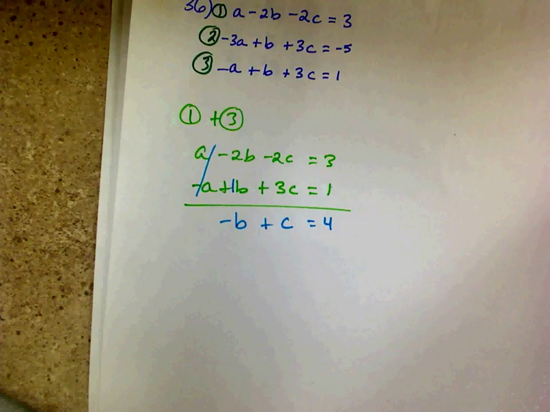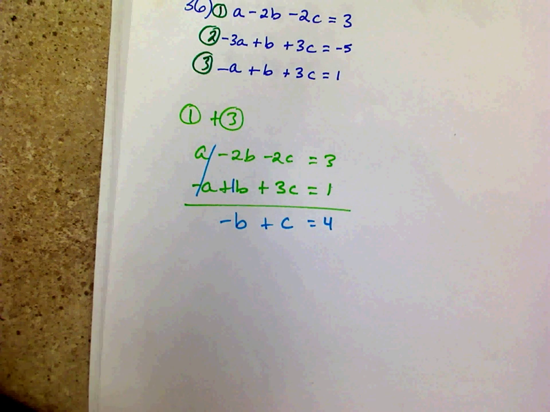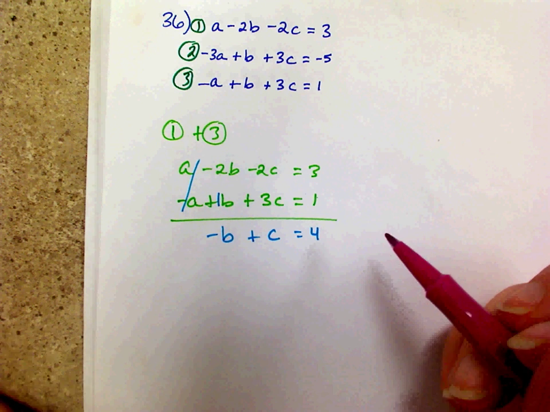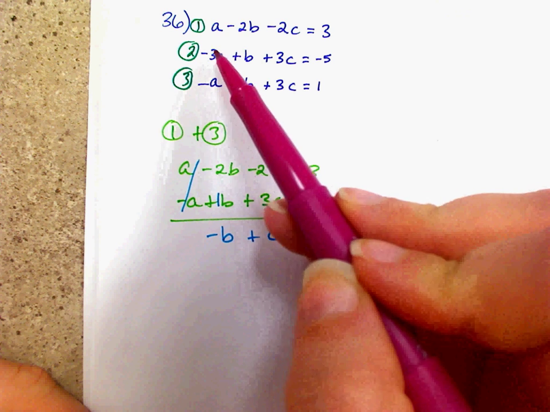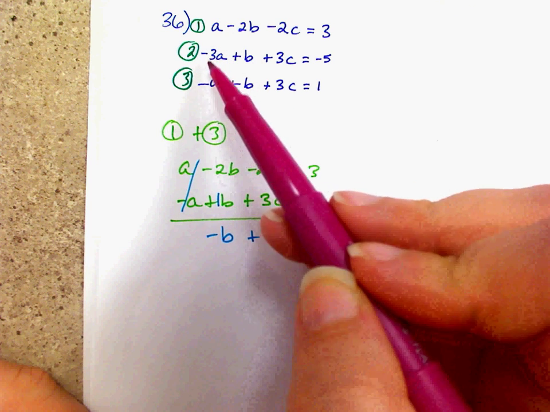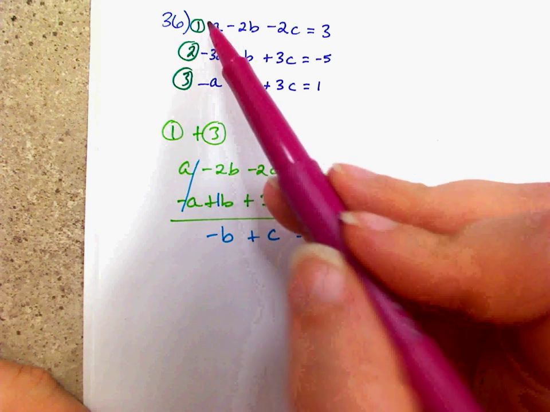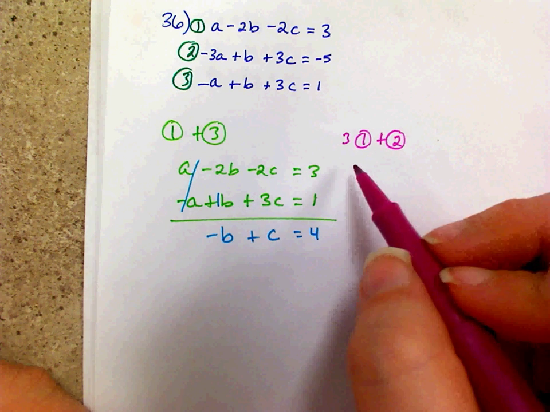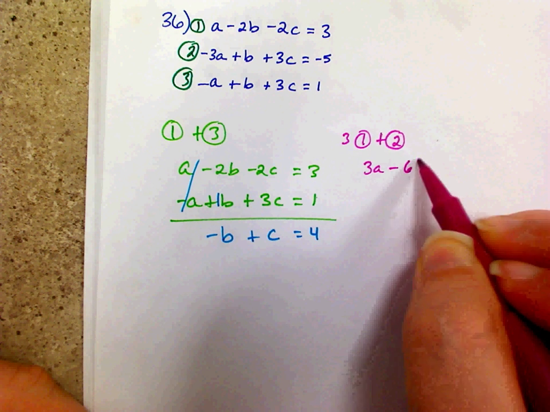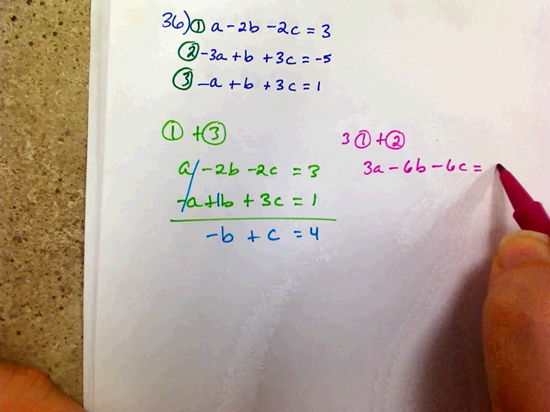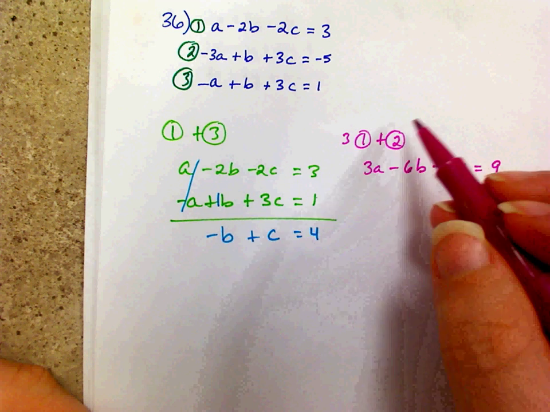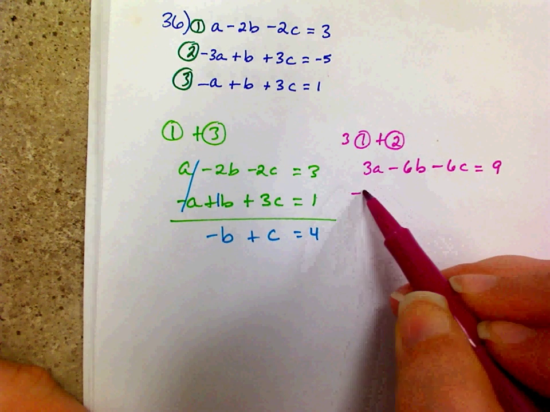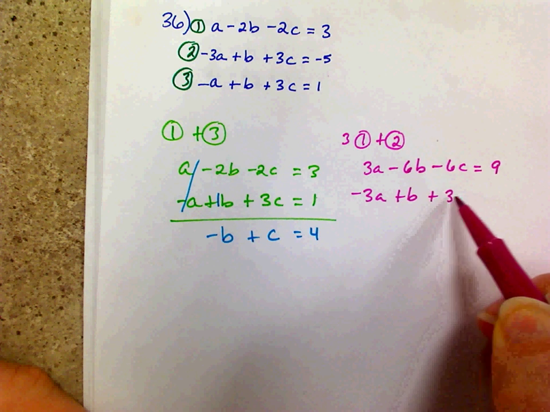Okay. So now what I want to do is target A again, but with two different equations. I can't use 1 and 3. I can use 1 and 2 or 3 and 2, but I can't use 1 and 3. So again, I'm going to go with 1, but I'm going to go with 2. I could go with 2 and 3, but they're both negative, so it'd be easier just to multiply row 1 by 3 and add row 2. So I'm going to multiply row 1 by 3. That is 3A, a negative 6B, a negative 6C, and a 9. A lot of people forget to multiply that number that you put at the very end as well. You've got to multiply by these as well. Don't forget. And then row 2 is a negative 3A plus B plus 3C equals a negative 5.